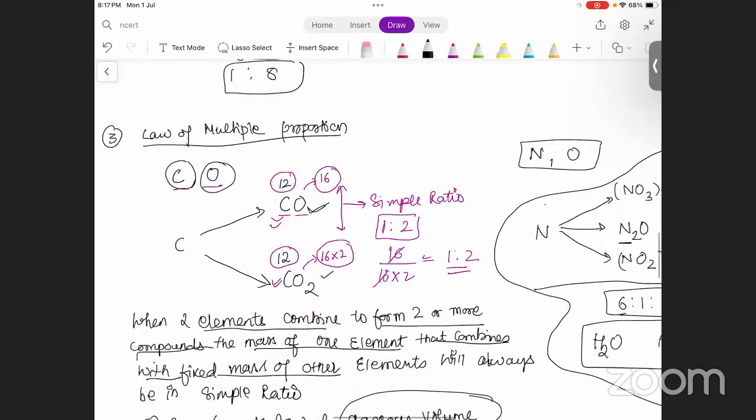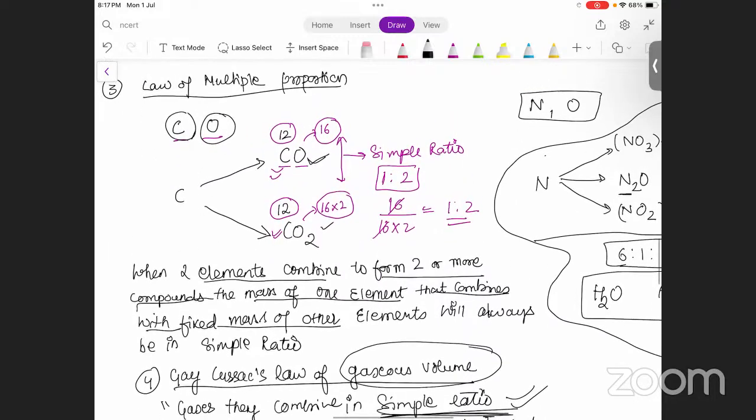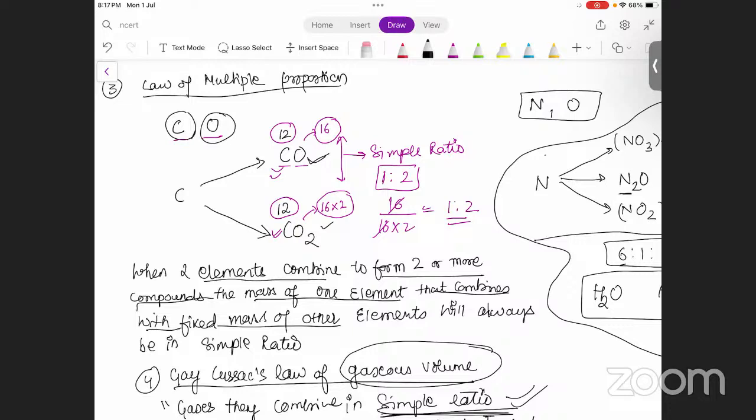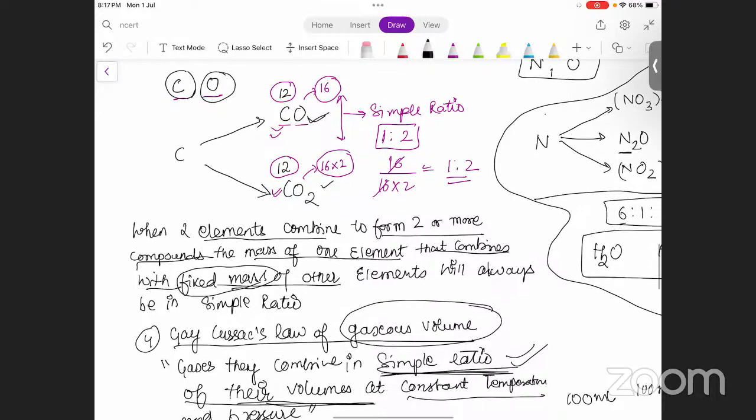Okay, third law. See, what it says is, let's suppose you have two elements and they combine with each other to give you compounds. They can combine and give you 2 compounds, 3 compounds, 4 compounds, and 5 compounds also, right? When two elements combine to form 2 or more compounds, the mass of one element that combines with the fixed mass of the other element will always be in a simple ratio.